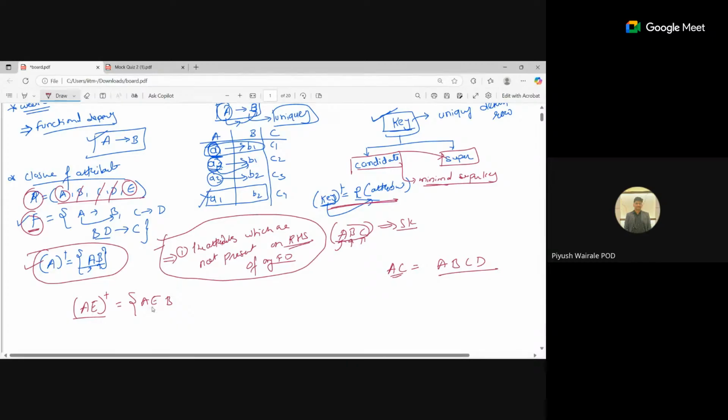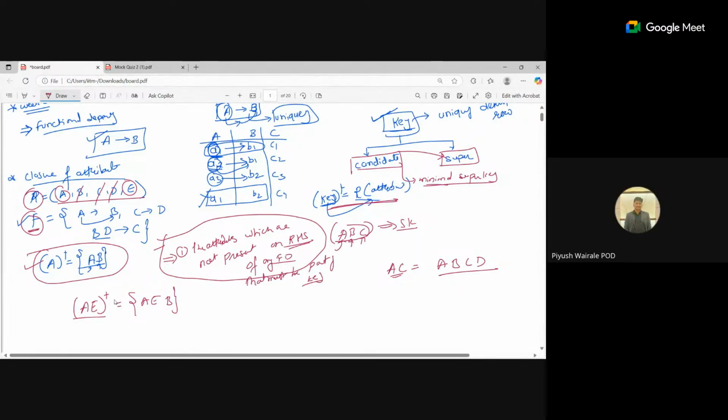Is this a key? We need to check. E also. D also or C? It is not there, sir. So what we have said: the attributes which are not present on the right hand side of any functional dependency must be part of the key, or we can say essential attributes.